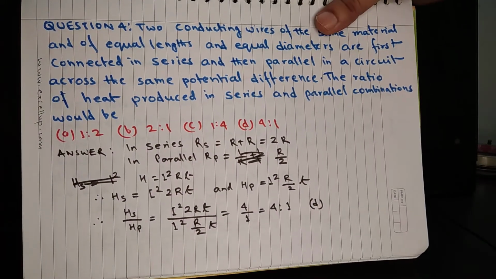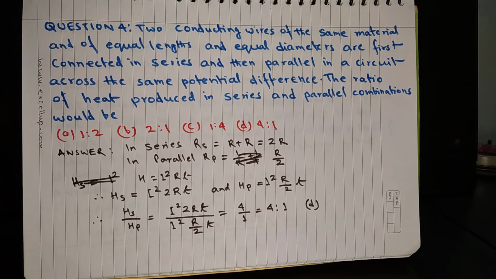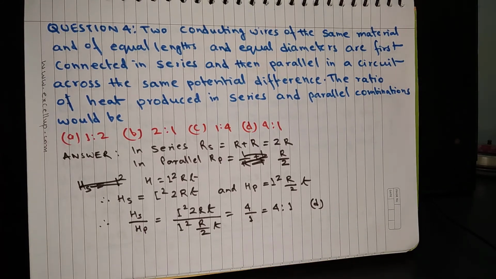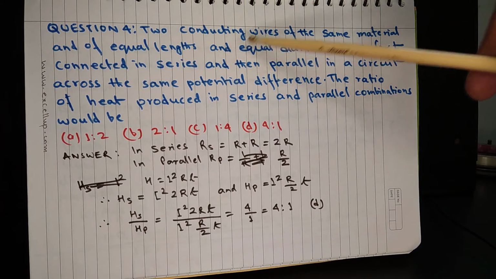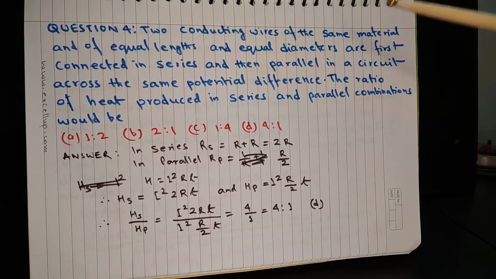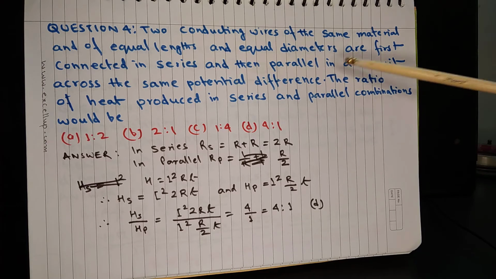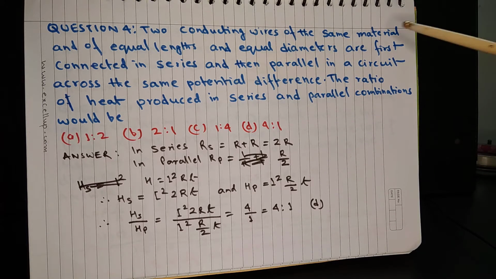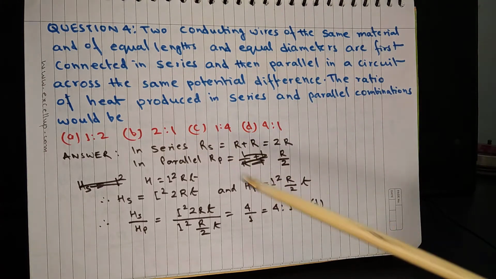Question 4. Two conducting wires of the same material and of equal lengths and equal diameters are first connected in series and then parallel in a circuit across the same potential difference. The ratio of heat produced in series and parallel combinations would be how much? Okay, so let us see.